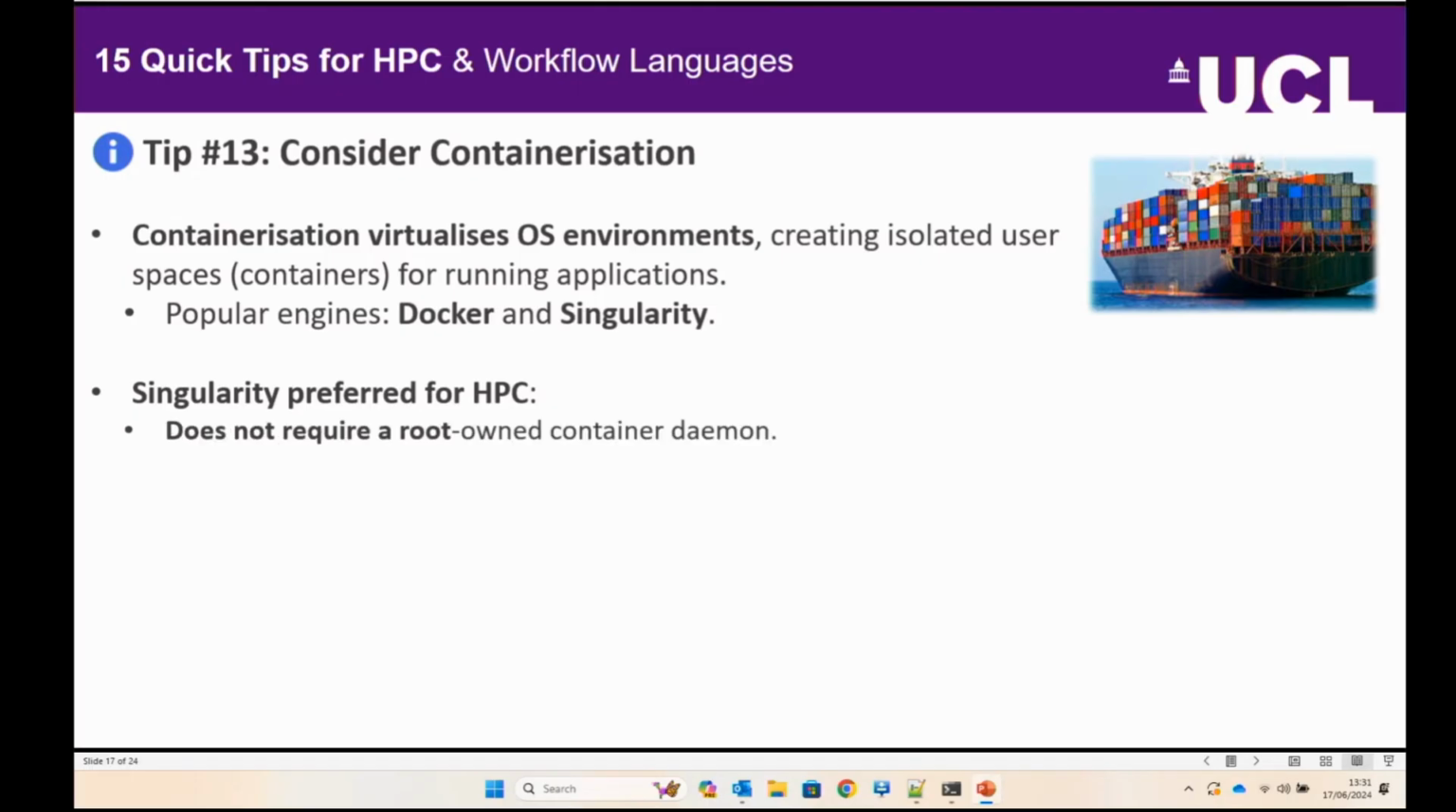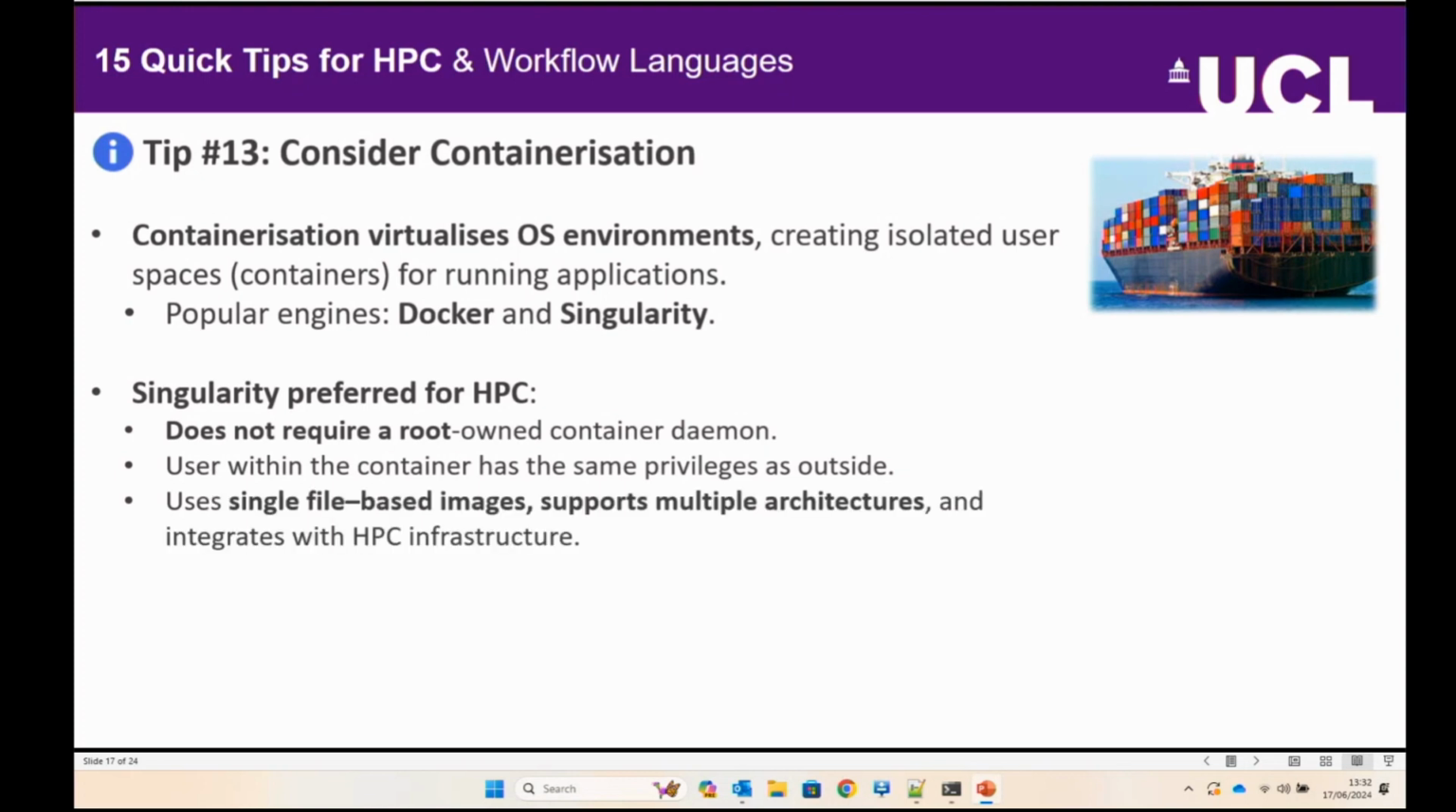Singularity is preferred because it doesn't require a root-owned container daemon. So the problem with Docker is the daemon that actually controls the Docker process needs to have root privileges so it can do things that might jeopardize security. So with Singularity, the user within a container has the same privileges as outside. So this uses single file-based images, supports multiple architectures, and integrates with HPC infrastructure.